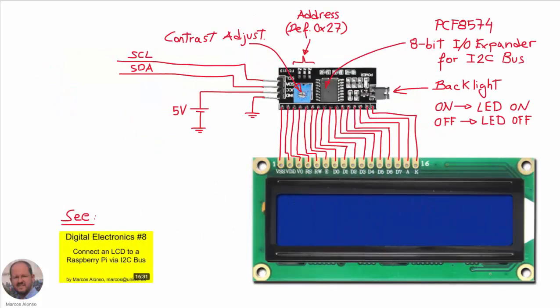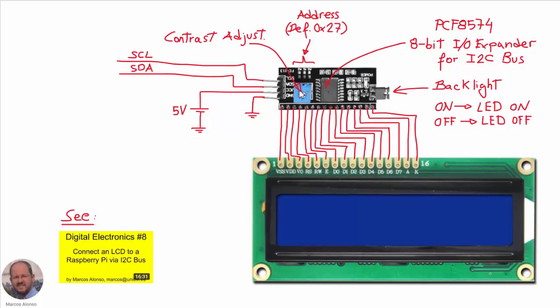As we have seen in this previous video, Digital Electronics number 8, we are going to connect our LCD display using this module here, which is based on this integrated circuit, the PCF8574, which is an 8-bit expander for I2C bus. So here we have the different connections that go directly to the LCD. Then we have several elements.